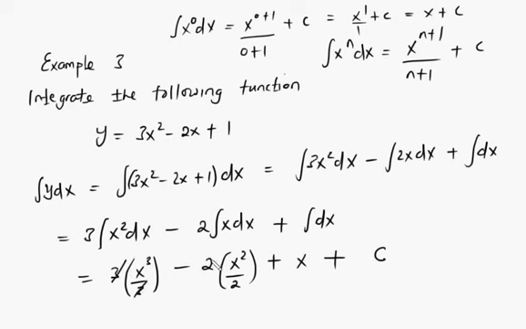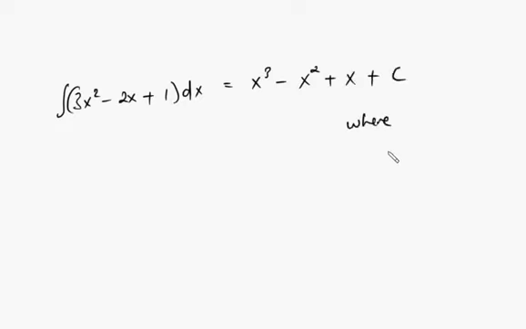So 3 and 3 they go. 2 and 2 they go. So our final answer now will be, when you integrate this one, 3x squared minus 2x plus 1 dx, you just get x cubed minus x squared plus x plus c, where c is equal to constant. So I believe those 3 examples will help you understand how to integrate simple polynomial expressions.